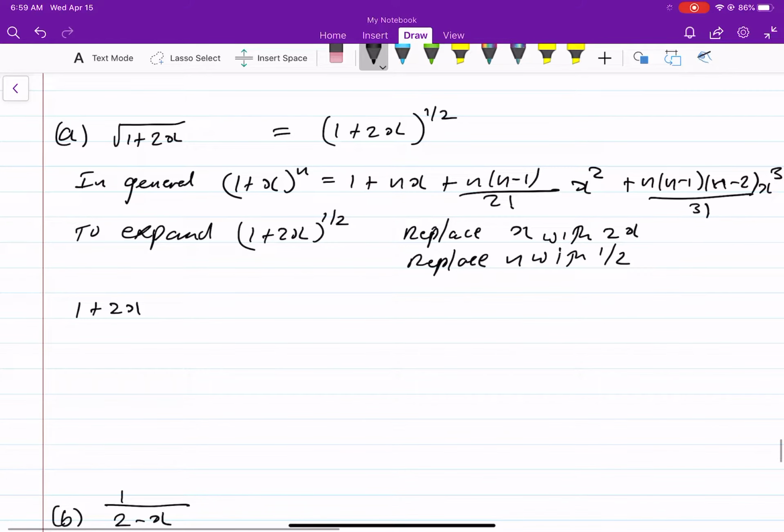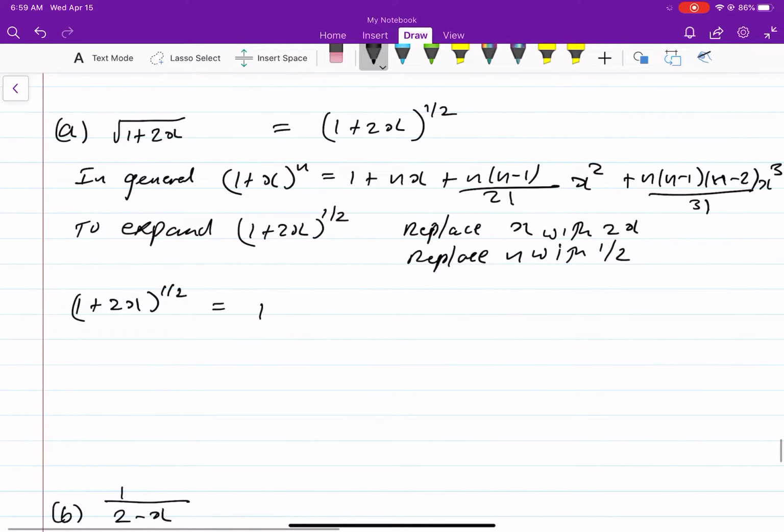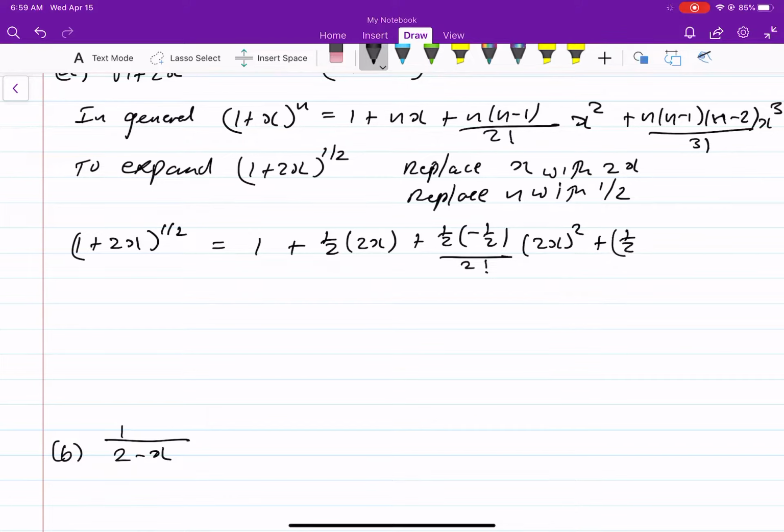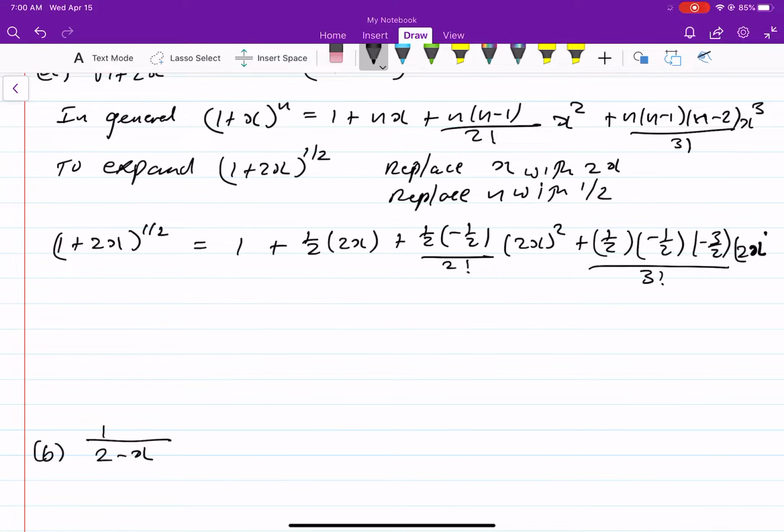(1 + 2x) to the power of a half is equal to, okay, first term in the expansion is 1. Let's try again. 1 plus nx, that would be a half, since n is a half and x is replaced by 2x. Plus a half into a half minus 1, which is minus a half, upon 2 factorial times (2x) all squared. Plus a half into a half minus 1, that's minus a half, into a half minus 2, that's minus 3 halves, upon 3 factorial times (2x) all cubed. Watch the fractions there.